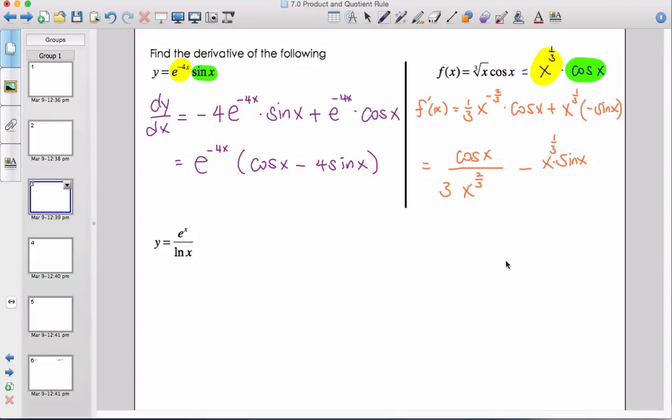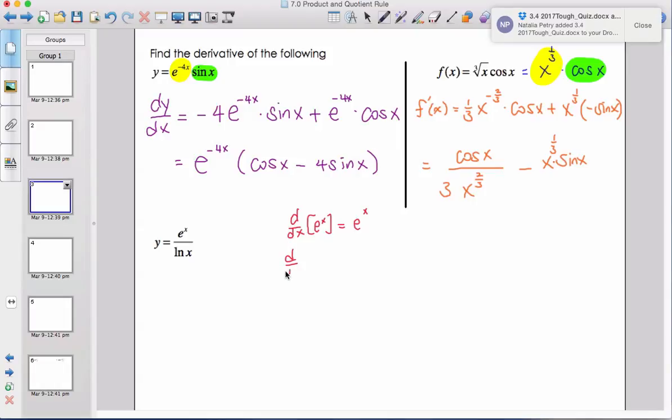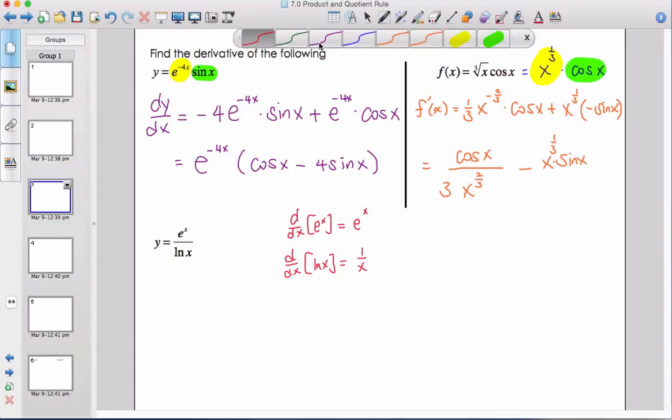Okay, something like that. The third function is y equals e to the x over natural log of x. Maybe we can write here: the derivative of e to the x is e to the x, and the derivative of natural log of x is 1 over x. And this might come in handy in a second. So what is the derivative of e to the x over natural log of x?